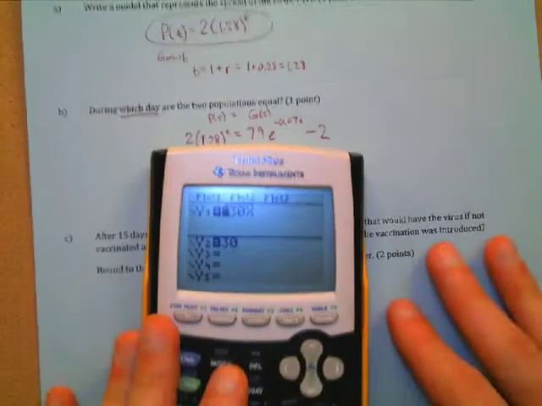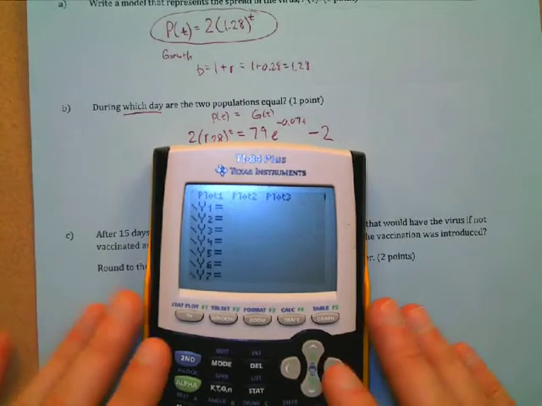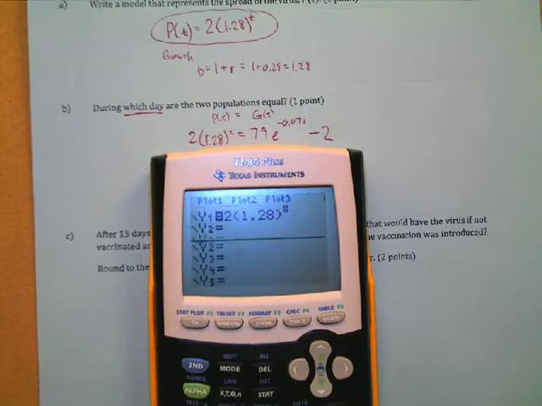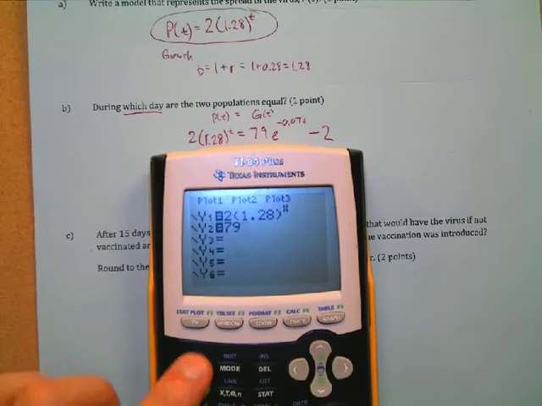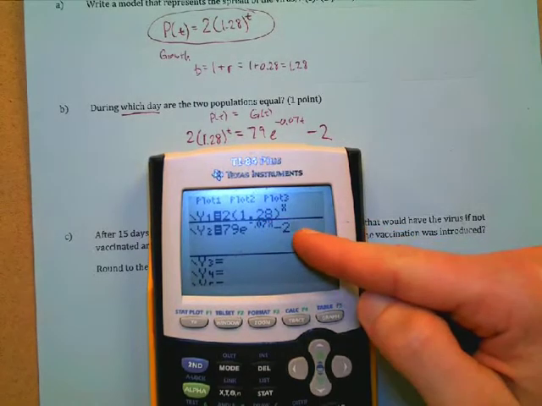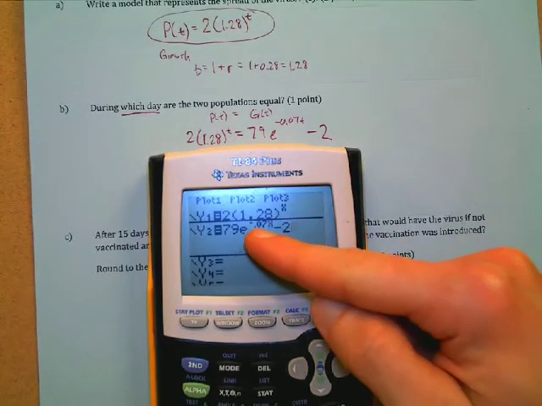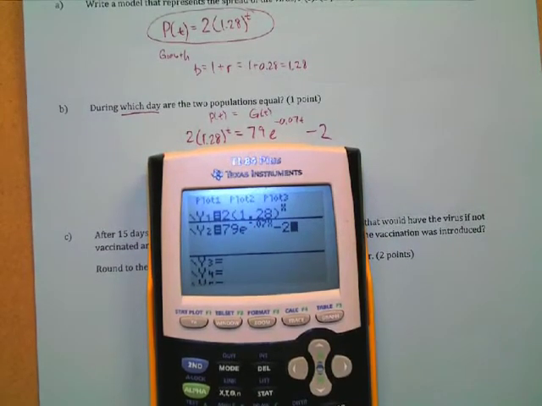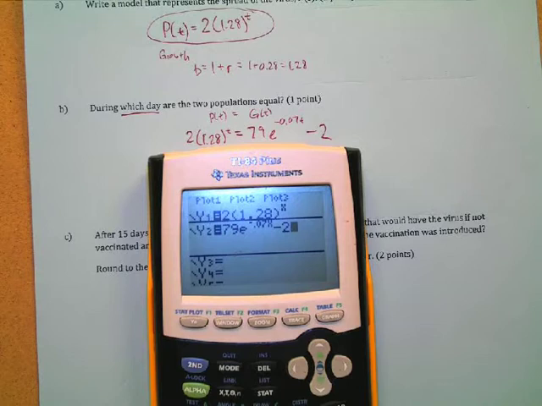So let's do that here. 2 parentheses 1.28 to the x, and then 79e to the negative 0.07x, and then minus 2. Make sure you come out of the exponent there to put that minus 2. The negative 0.07x is in the exponent, and the minus 2 is outside the exponent, so make sure that you move that out there.